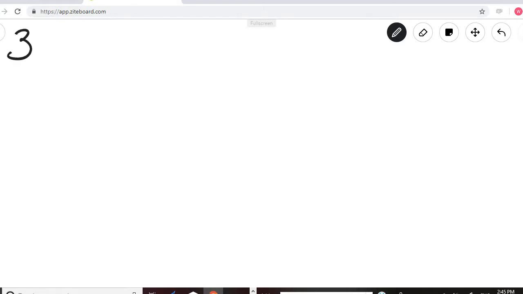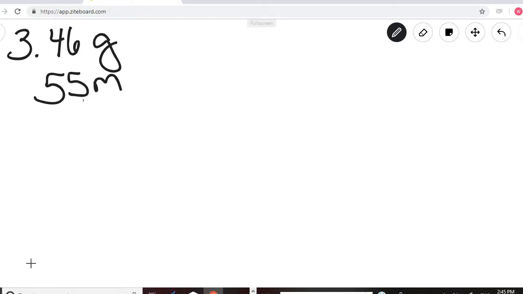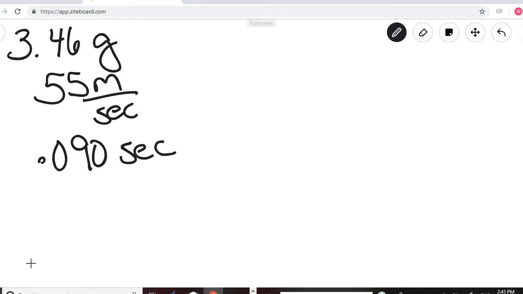Okay, number 3. Number 3 says a 46-gram golf ball is hit from a tee so that it has a speed of 55 meters per second. If the ball and club were in contact for 0.090 seconds, what force did the club exert on the ball?